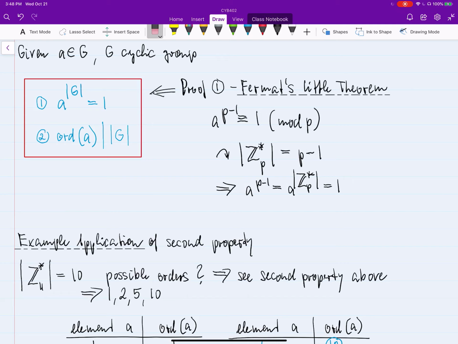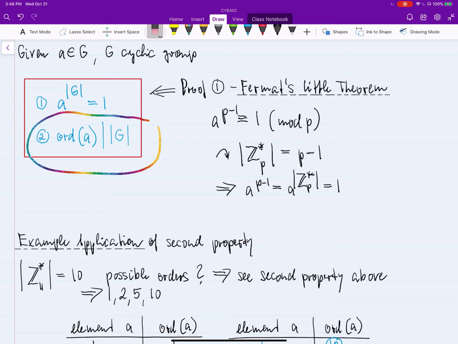All right, so this was easily provable. And then the second property, which we're not going to prove, is this: the order of A divides the order of G. So the order of A, for any element A, divides the order of G.